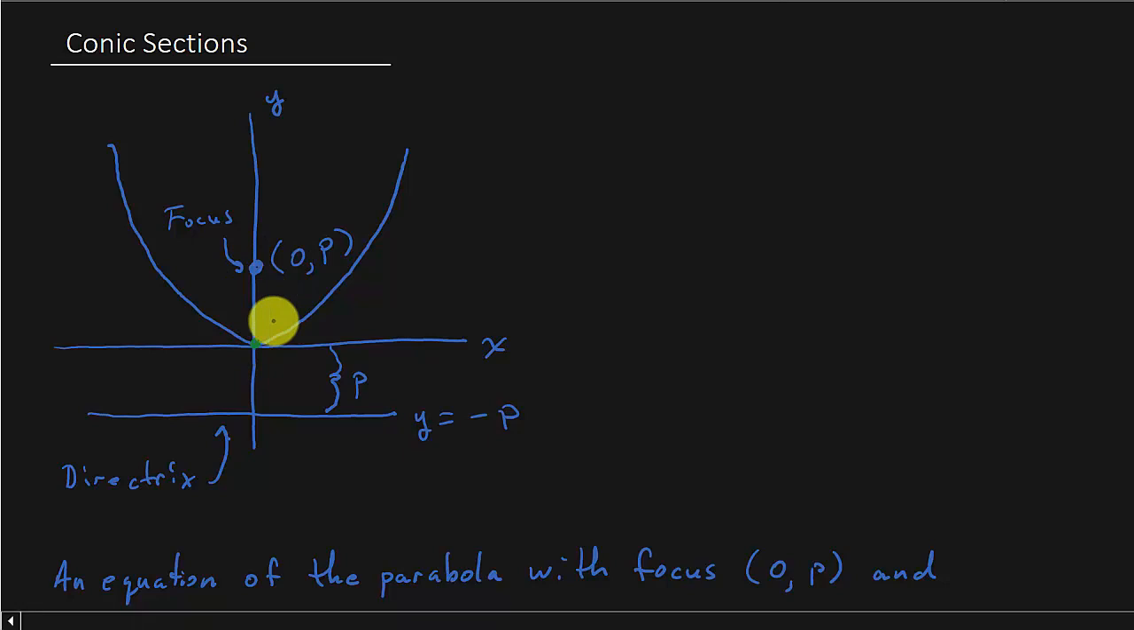The coordinates of the focus are going to depend on how the parabola opens, whether it opens up, down, left, or right. We'll look at that in a minute. I've got some more drawings down here. But this is the vertex, this is the focus, this is your directrix. It's a line, y equals negative p. The focus is (0, p). This is your x-axis, y-axis. And this line that goes through the focus, perpendicular to the directrix, is called the axis of the parabola.